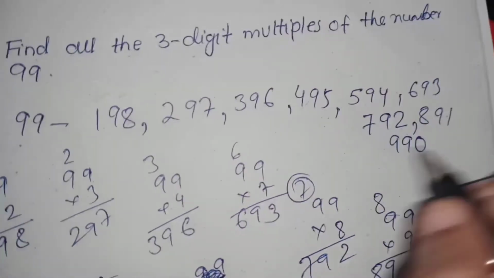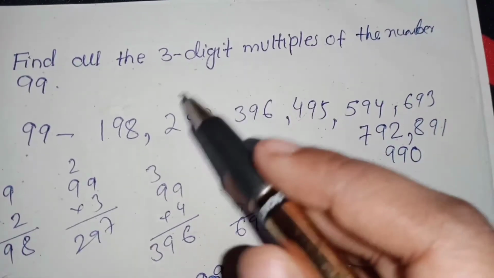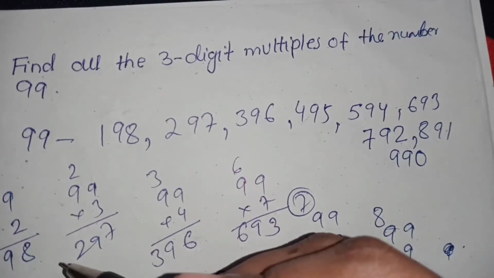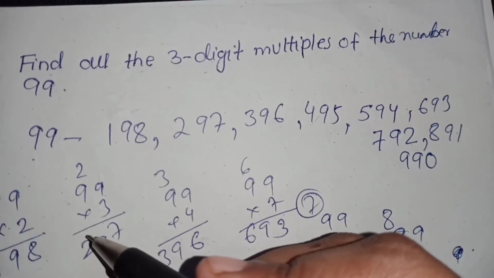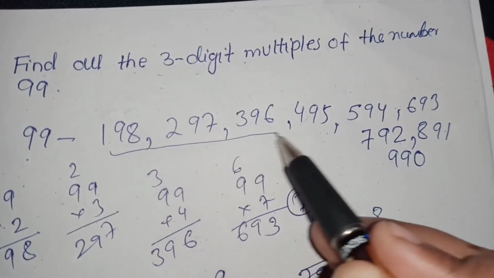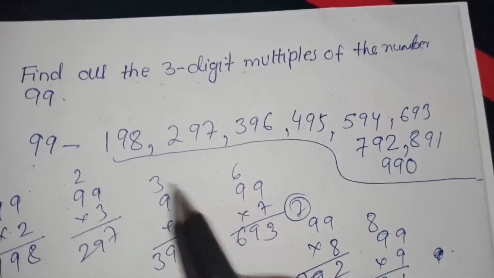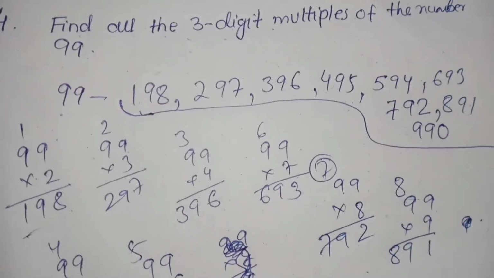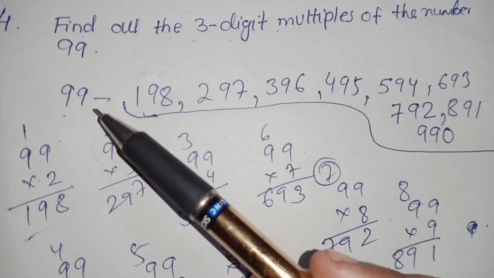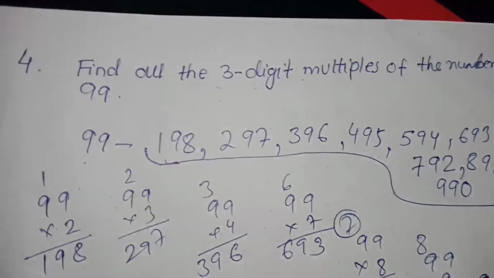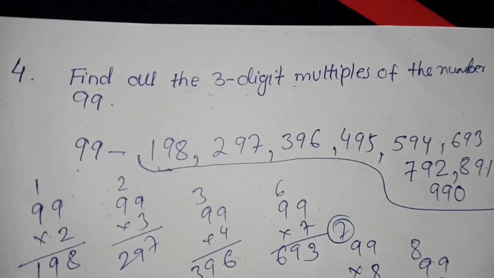990. Now we have to write all the 3 digits. If I multiply this 99 by 11, I will get 4 digits, so I don't need to write that. We just have to write up to 3-digit multiples. So these are the 3-digit multiples of 99. I hope you are understanding. If you don't know the table of 99, you can multiply this way and write the multiples.